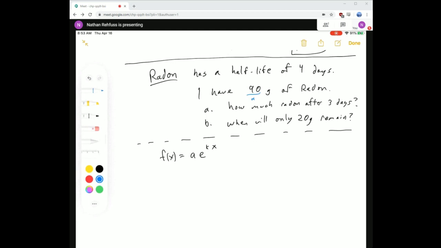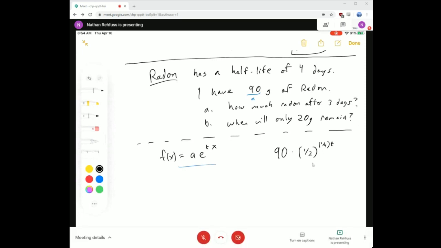This is the model I want, but it feels like the model I have is, when I say the half-life is 4 days, what I'm saying is my function is 90 times 1/2 to the power of 1/4 t. That way, if I plug in t is 4 days, my exponent is 1, so I have half as much. If I plug in t equals 8 days, my exponent is 2, so I've got a quarter as much, and so on. So this is a way to use graph transformations, vertical stretch by 90, horizontal stretch by 4, to match the situation of the problem.